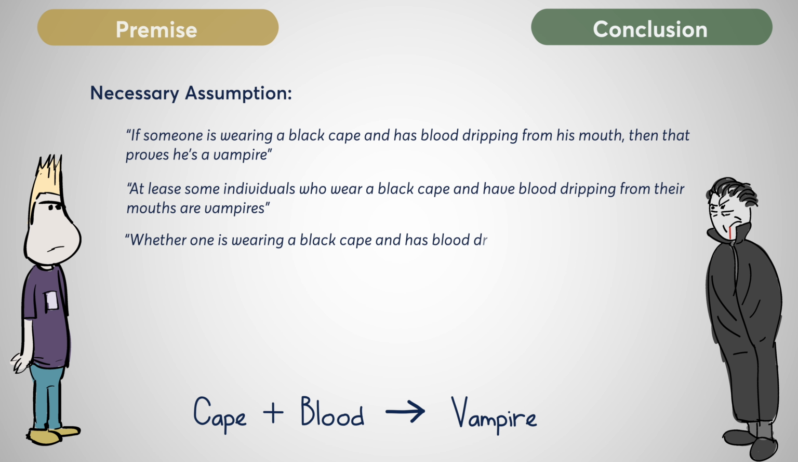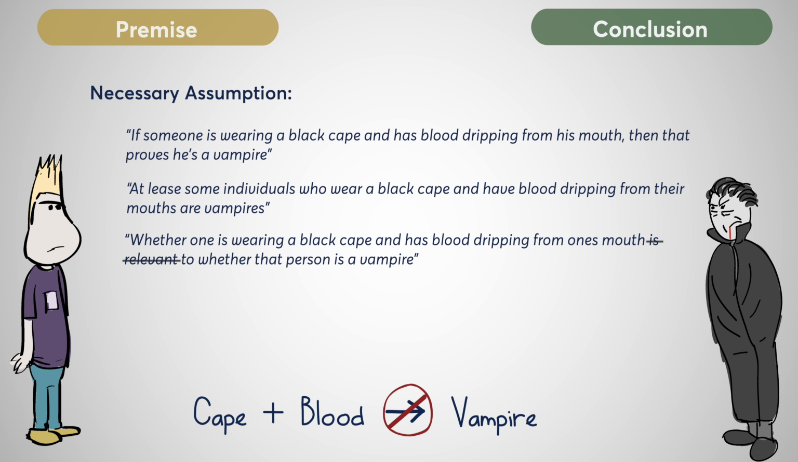Or how about this? Whether one has a black cape and has blood dripping from one's mouth is relevant to whether that person is a vampire. That's also absolutely necessary for this argument to work because if it weren't true, if the cape and the blood dripping were not relevant to whether someone's a vampire, then we have no basis to conclude that my neighbor's a vampire. It's still theoretically possible that he is one, but the premise offered would provide no support for the conclusion because the cape and the blood would just be totally irrelevant to it. And that's what makes this statement necessary to this argument.